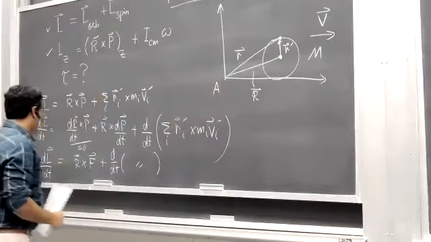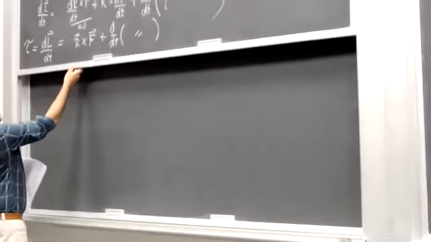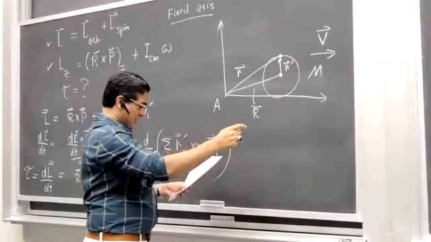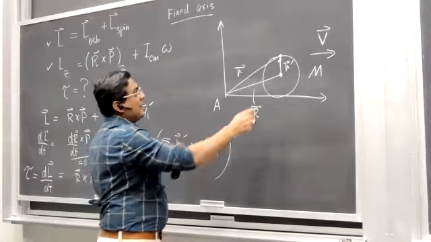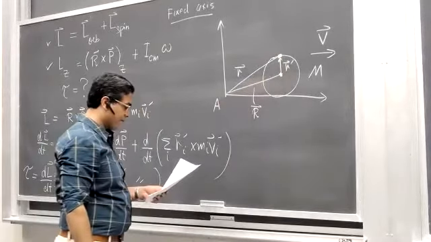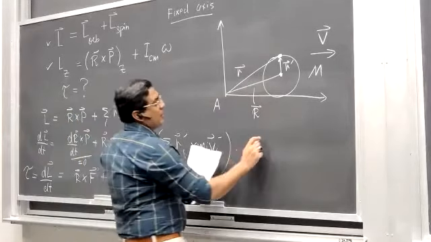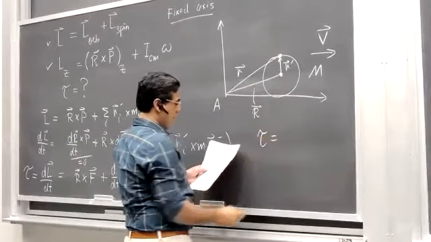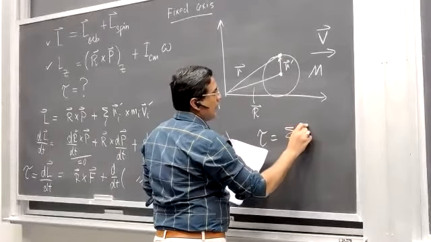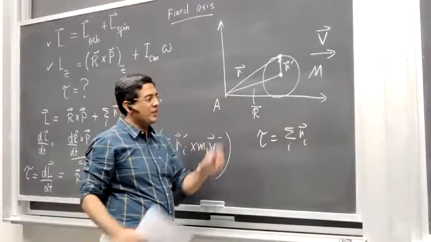Now let me write another definition of torque. If I'm writing the torque of this object, then the torque is simply tau equals the sum of ri cross Fi, and remember this coordinate is with respect to this origin.